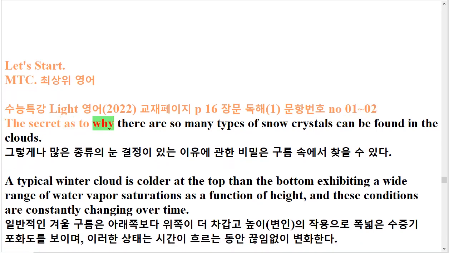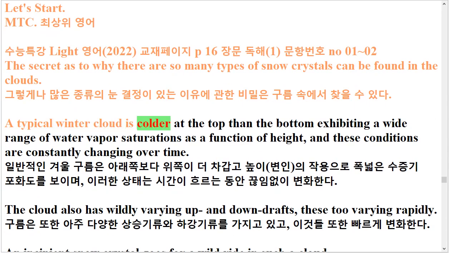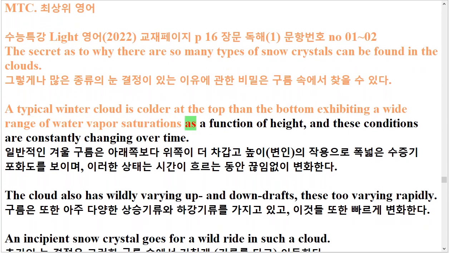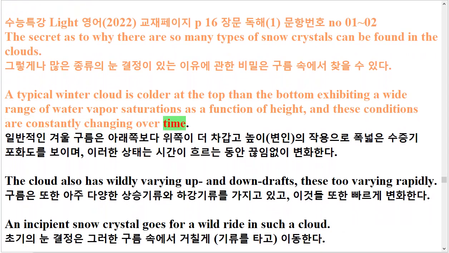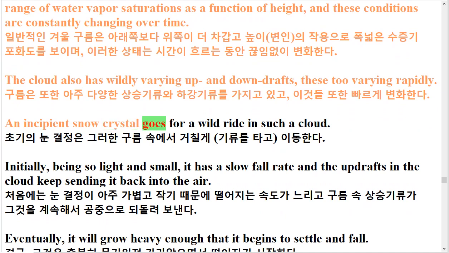The secret as to why there are so many types of snow crystals can be found in the clouds. A typical winter cloud is colder at the top than the bottom, exhibiting a wide range of water vapor saturations as a function of height, and these conditions are constantly changing over time. The cloud also has wildly varying up and down drafts, these too varying rapidly. An incipient snow crystal goes for a wild ride in such a cloud.